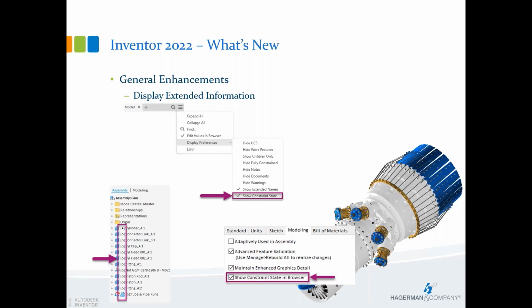Now, if you're working with a brand new assembly with 2022 from the templates, this automatically is turned on. If you're working with legacy assemblies, when you open them up, this is not there by default. Where you turn this on a file by file basis is in the document settings on the modeling tab, and then show constraint state in browser, unless you use the little shortcut right here. And that will get you there.